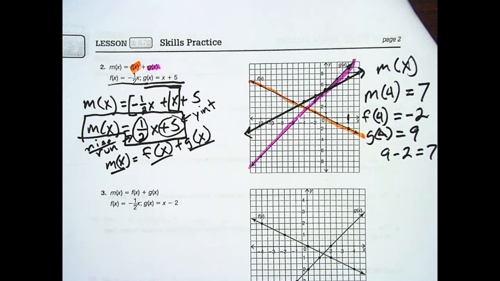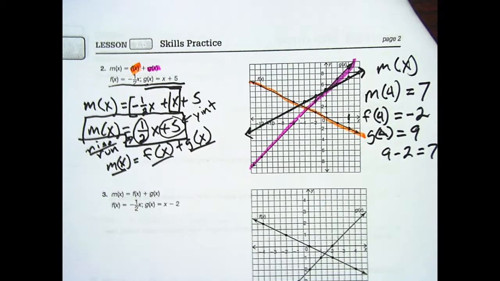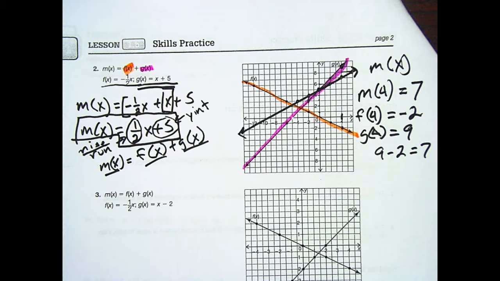Yeah? Let's move on to problem number 3. All right, well, before I move on to problem number 3, are there any questions?